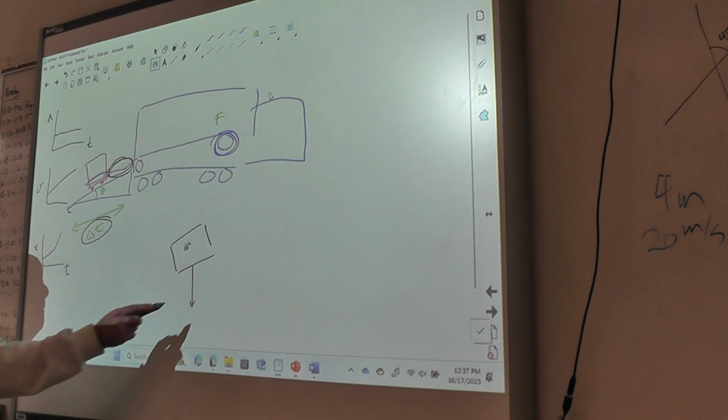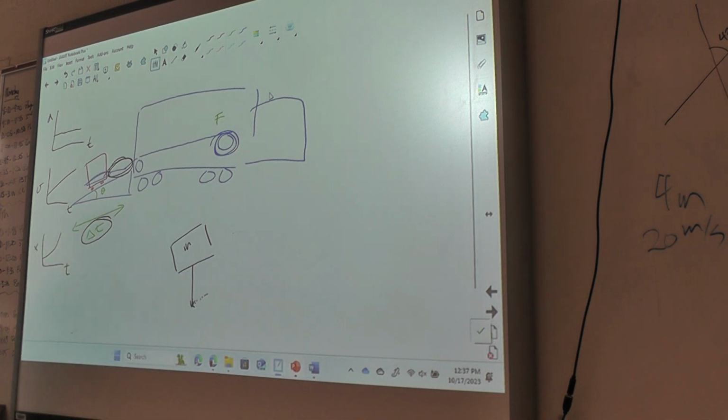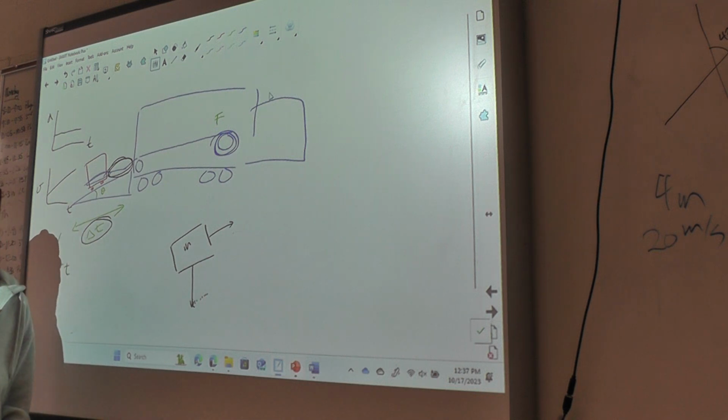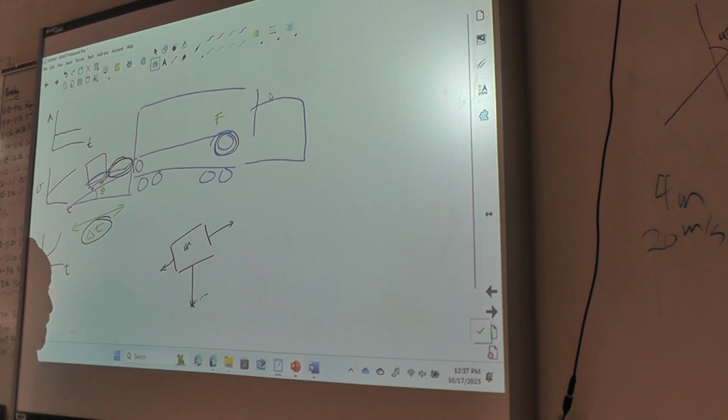So that means some part of the force of gravity is what's causing the piano to want to go down the ramp. And then we've got the rope itself that's pulling, and then you all know friction is a thing, and we haven't talked about the details, but friction is always going to be opposite an object's motion.